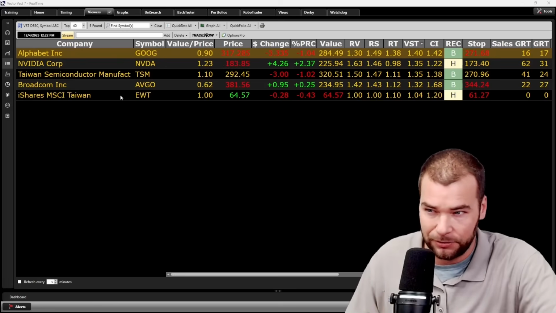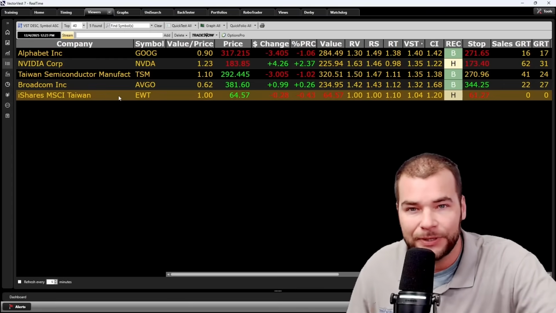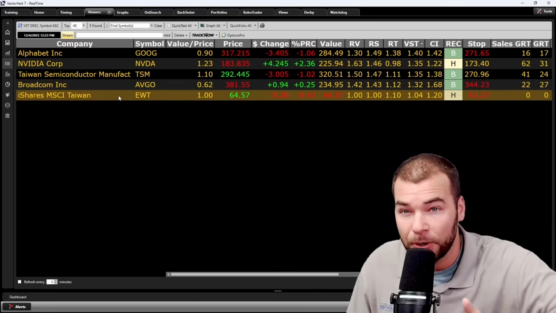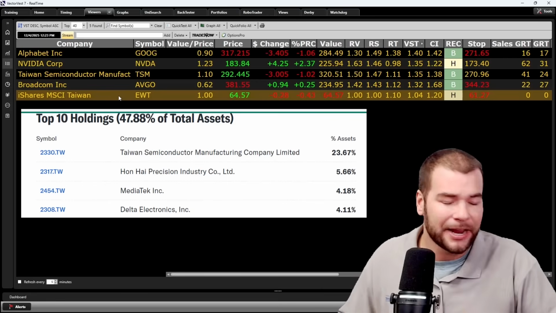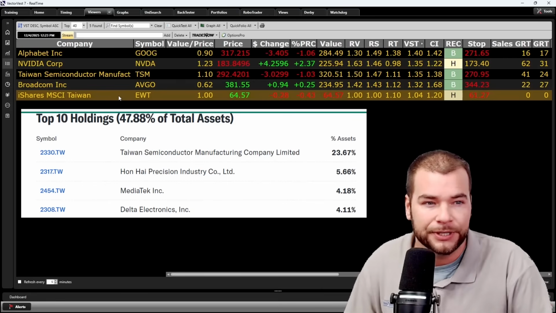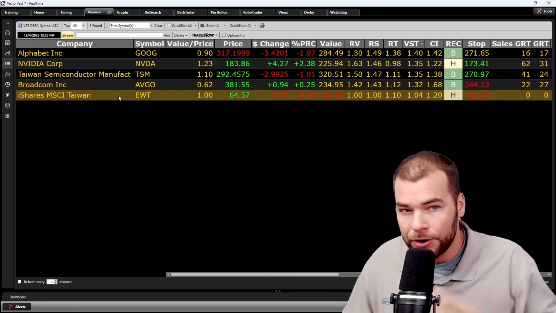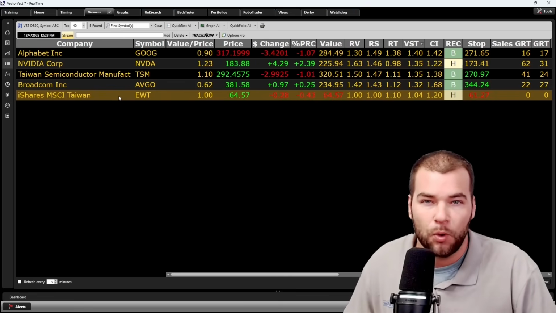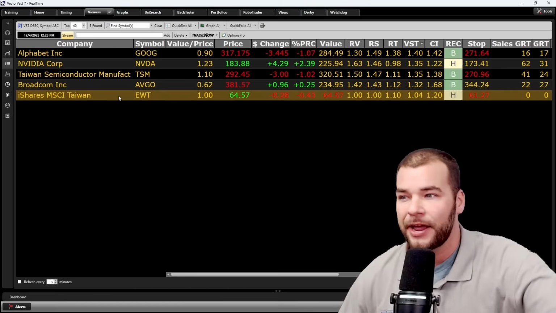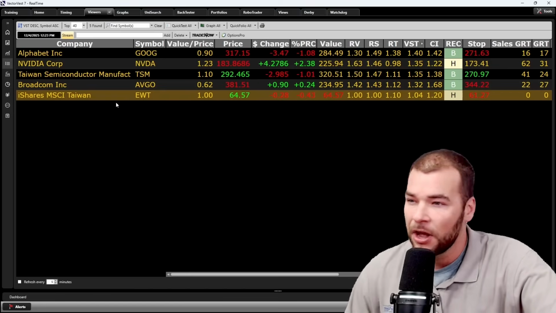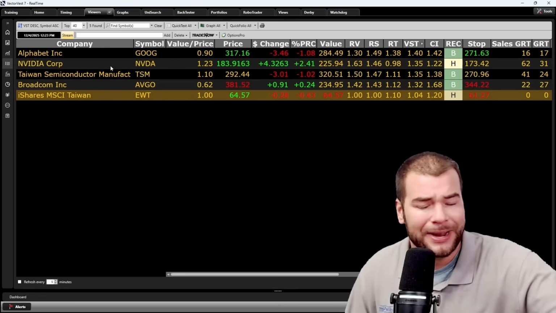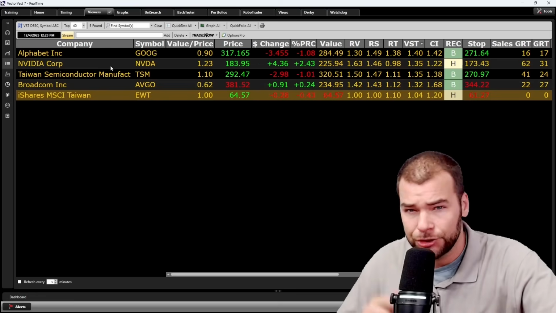Now, there's another little ETF, an iShares Taiwanese ETF. This does have exposure. Just to give you a couple of the top holdings here, TSM, as of right now, is 23% of the top holdings. MediaTek comes third on the list here at 4.18% exposure as of right now. So if you want some exposure to the Taiwanese ecosystem and semiconductors, this is an ETF to do so. So now let's break down these companies to see which ones should be on your radar.